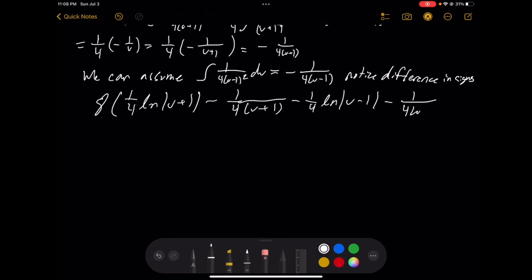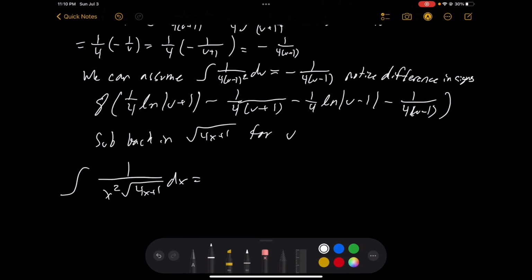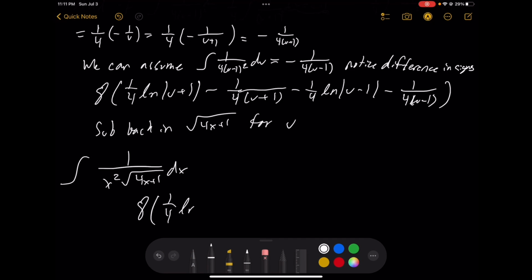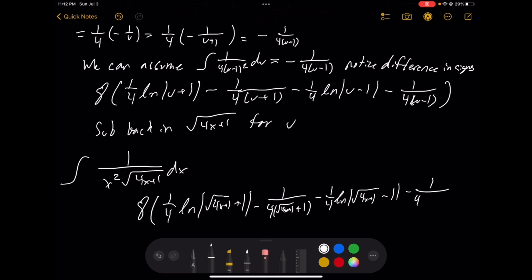And so accounting for just the u's right now, this is what we get. And now we have to sub everything back in, all the u terms back in for square root of 4x plus 1. So now we can say that that original integral now equals 8 times [1/4 ln absolute value of square root 4x plus 1 plus 1, minus 1 over 4 times (square root 4x plus 1 plus 1), minus 1/4 ln absolute value of square root 4x plus 1 minus 1, minus 1 over 4 times (square root 4x plus 1 minus 1)], plus the constant c.